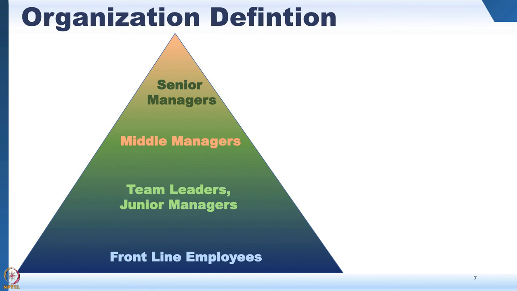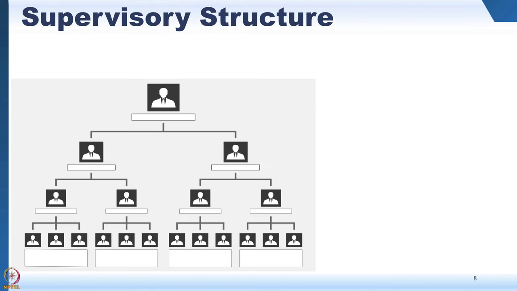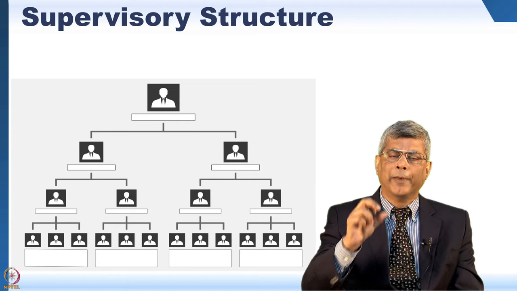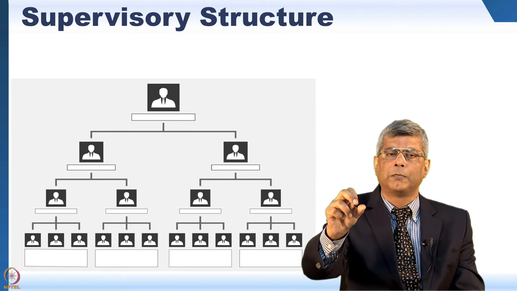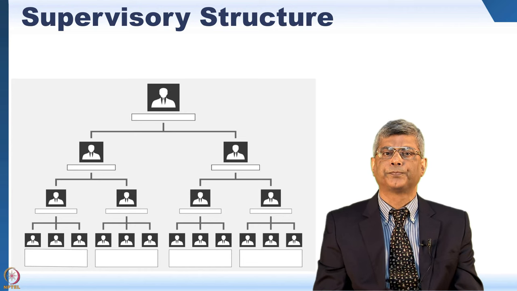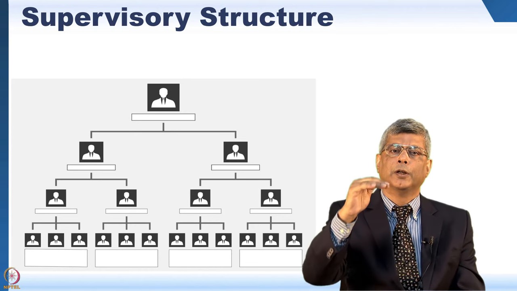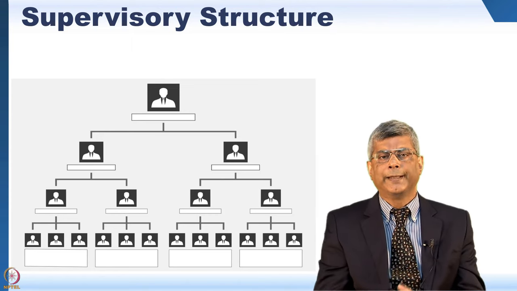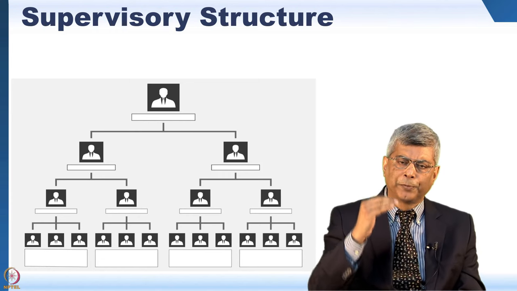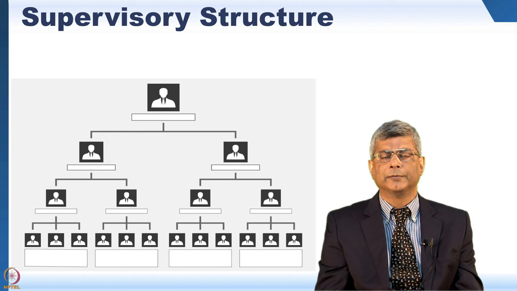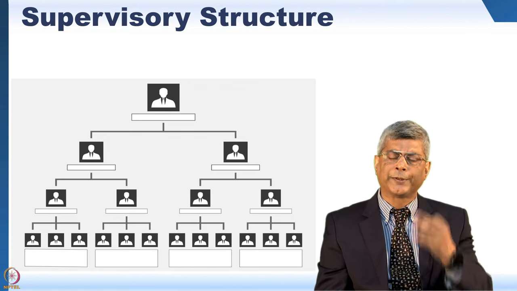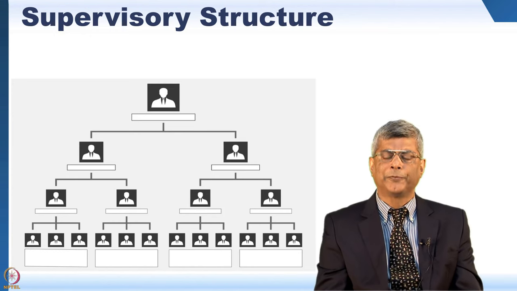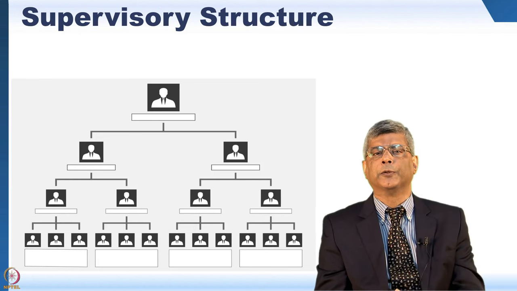Because they have a defined organization, they also have a defined supervisory structure, which means there's always a boss and there's a subordinate. So a vice president of marketing may report to the CEO or the managing director. A general manager may report to a vice president. And a junior manager may report to a senior manager. Why is this needed? It's not just about supervision, because a supervisory structure allows for three things. First, everybody cannot decide and everybody cannot do. So it clearly differentiates between who is defining the work to be done and who is doing the work.